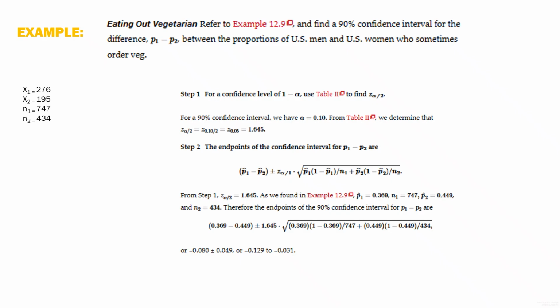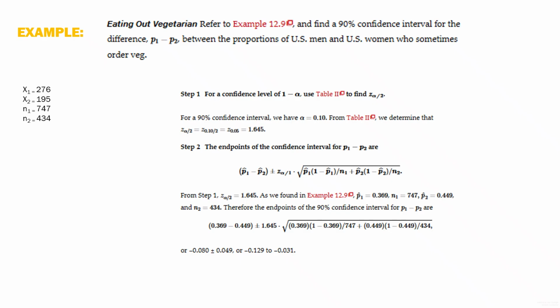So let's do the confidence interval for our same example on eating out vegetarian. And this one here is saying to find a 90% confidence interval for the difference P1 minus P2 between the proportions of US men and US women who sometimes order vegetarian. So I've written out along the side our x1, our x2, n1, n2. And our first step is to find the confidence level 1 minus alpha. So this was a 90% confidence interval, so we have an alpha of 0.10. If we take 0.10 divided by 2, we get Z 0.05, and that of course equals 1.645.